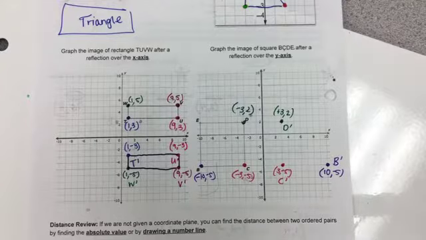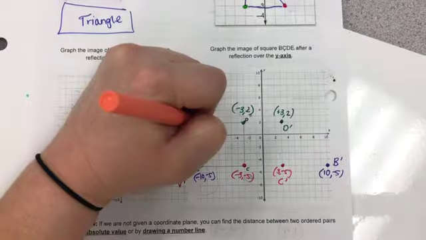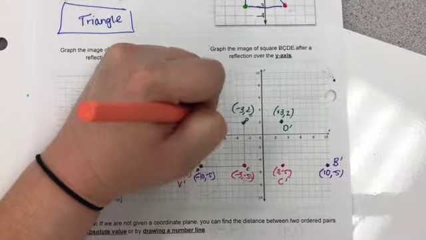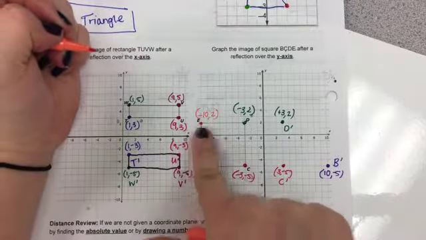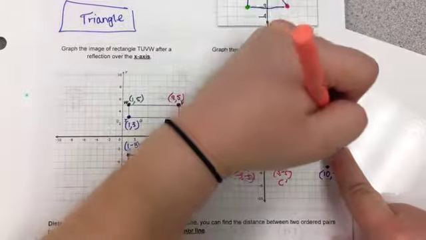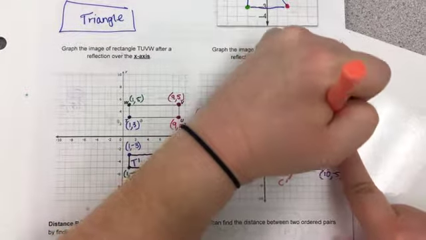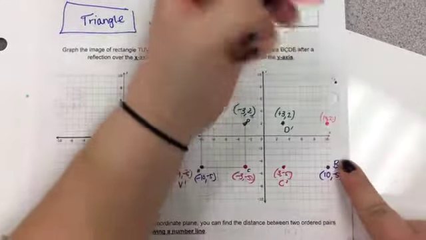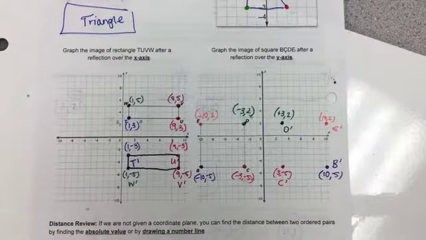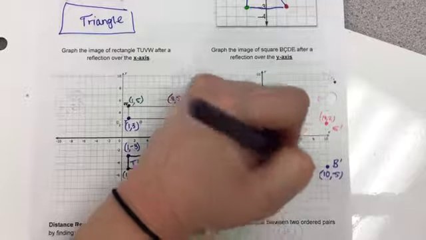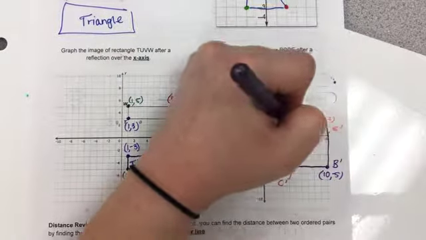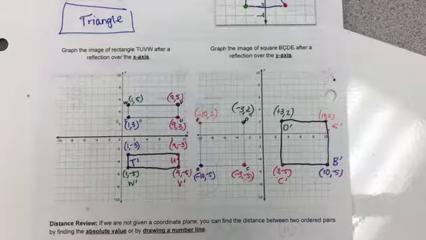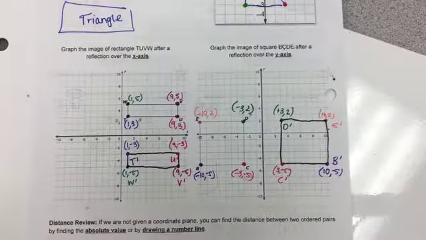And my last point is going to be point E, which is originally at -10, +2. So my reflected point then would be +10, +2. And I will label that as E prime. Last step is just to connect your points so that you have your square and it's reflected from its original.